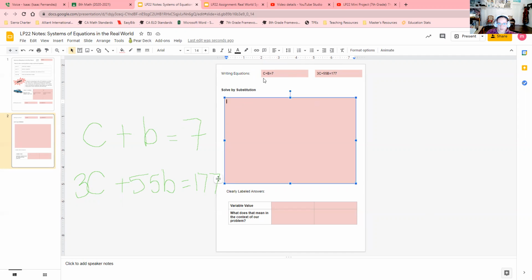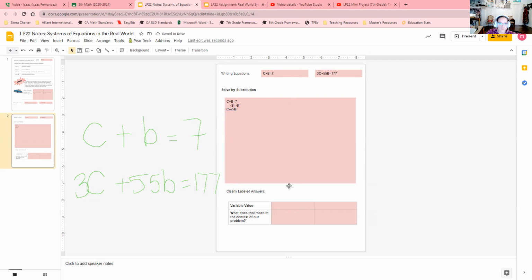The first thing we want to do is make sure one of our equations has a variable by itself. So I'm going to change this C plus B equals 7. I am going to subtract B from both sides, and that's going to leave me with cars equaling 7 minus the number of buses. Okay, so I just rewrote that equation so I have a variable all by itself.